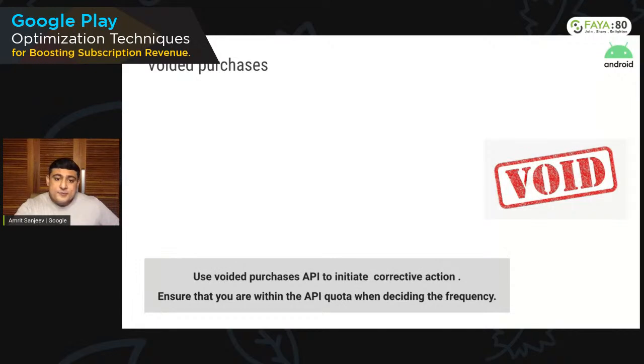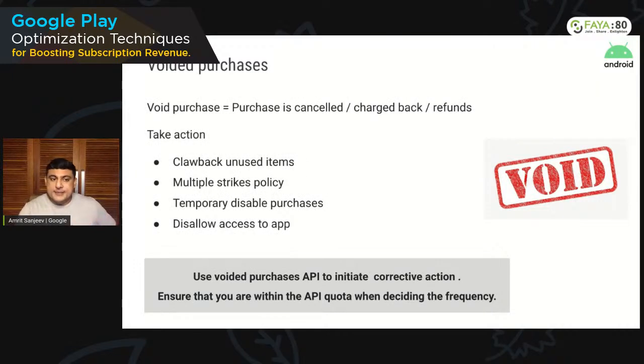Now there is another API called the void purchase API. A void purchase is a purchase that is cancelled, charged back, or refunded. It could be that a user has raised a complaint and asked you to refund the amount, and you've refunded it. Users in Google Play also have a certain amount of time in which they can request Google Play to refund their money. When this happens, you really need to take some action, either clawing back your unused items.